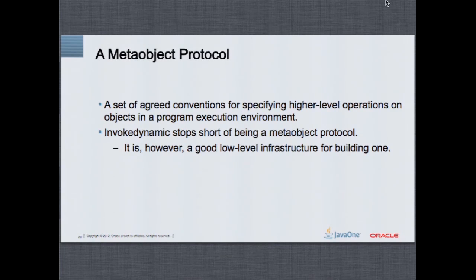So these high-level operations, this is what we normally refer to as a Metaobject Protocol. So all these high-level kind of operations, getting a property, setting a property, everything that I had on 2 slides before. InvokeDynamic is not a Metaobject Protocol. It stops short of being a Metaobject Protocol. It is, however, a very good low-level infrastructure for actually building one.